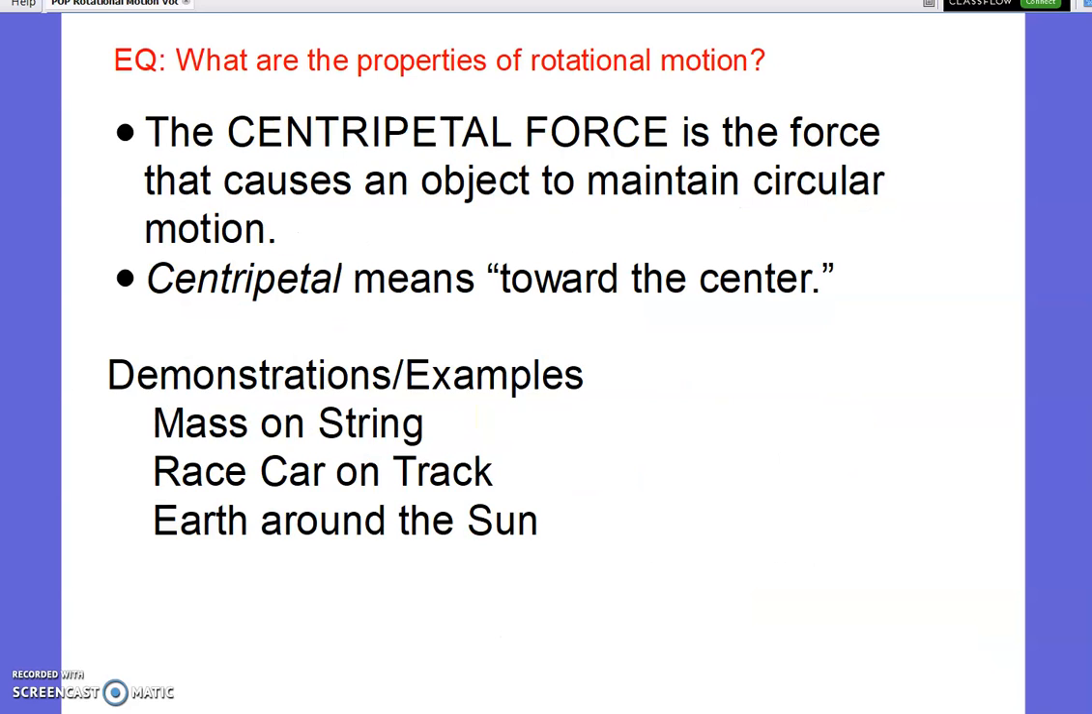A new idea we haven't talked about yet is something called the centripetal force. This is any force that causes an object to maintain circular motion. The word centripetal itself is a Latin term which means center seeking, or towards the center. And so the direction of a centripetal force is towards the center. In fact, if you look at the word centripetal itself, the word center is practically in the name. So hopefully that'll help you remember that the direction of the centripetal force is towards the center of the object.